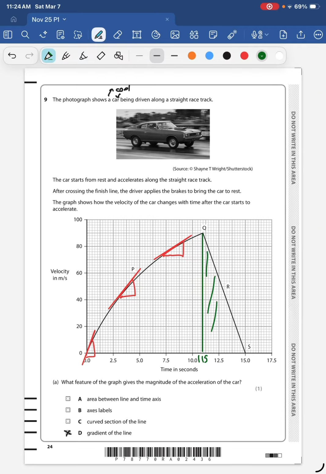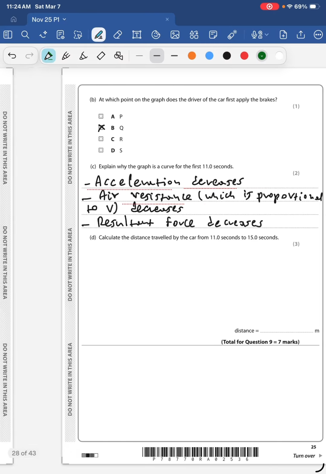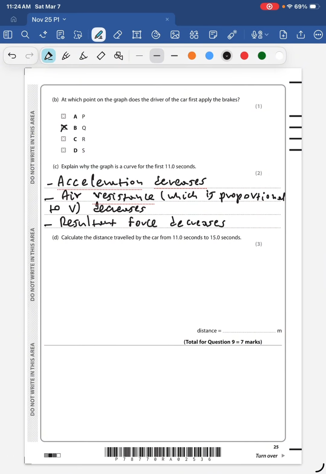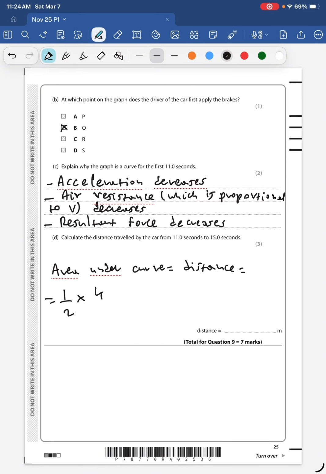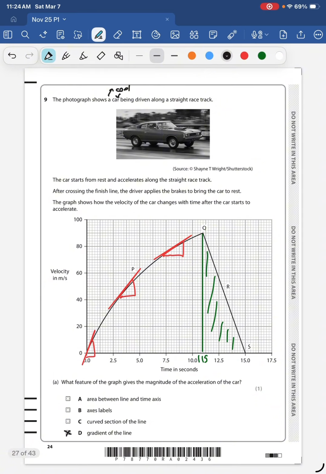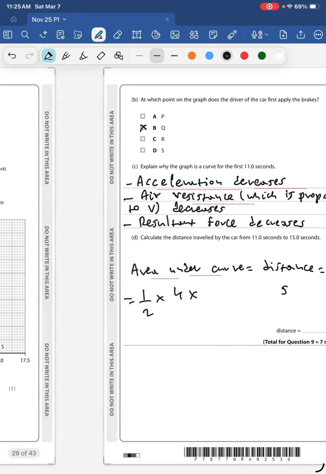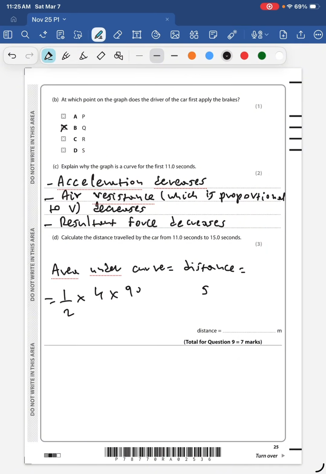So you have to find the area of this triangle. The area under the curve is equal to the distance, and it's equal to 1/2 times the base, which is 4 seconds, times the height, which is 90 meters per second. So the answer is 180 meters.